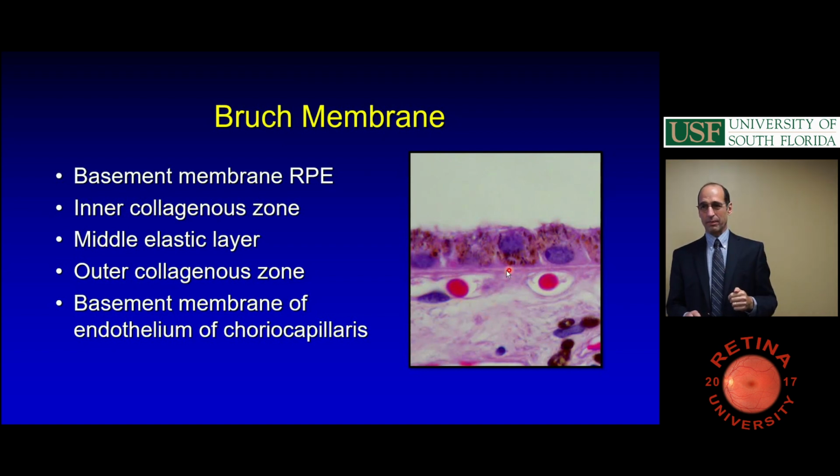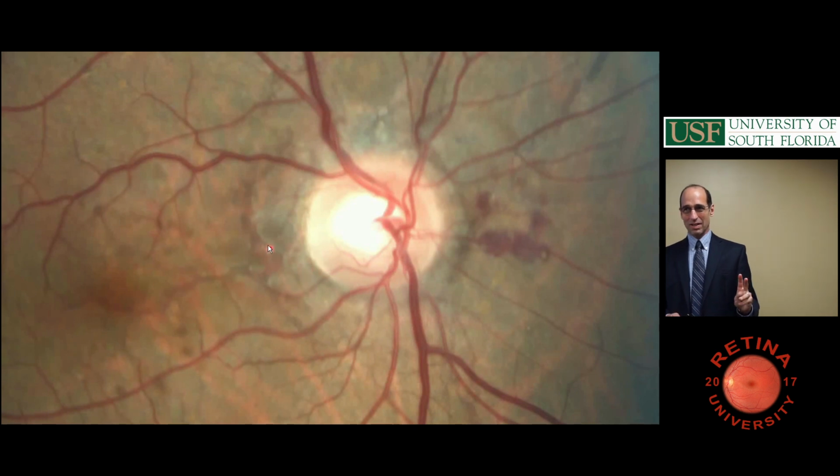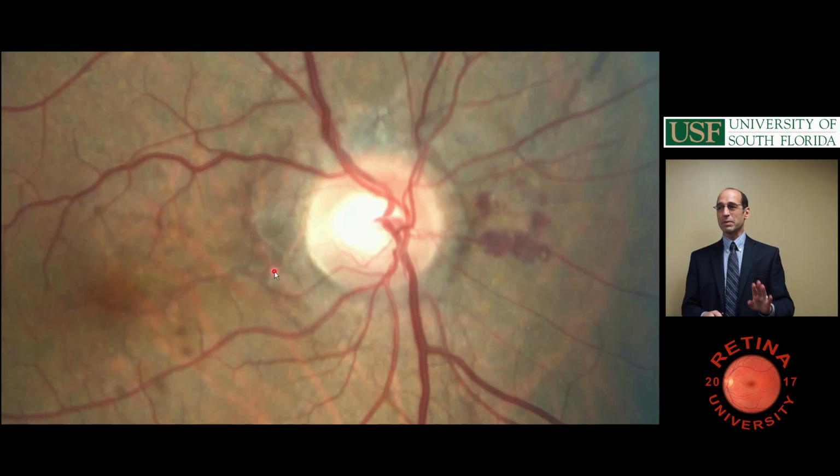So, there's Bruch's membrane. This is one of the diseases which is a classic Bruch's membrane disease. Does anybody know what it is? Angioid streaks. Nice, that's quick. Angioid streaks. So this is a patient with angioid streaks. In Bruch's membrane, the elastic layer actually becomes calcified. You get these cracks, which people have worked out.